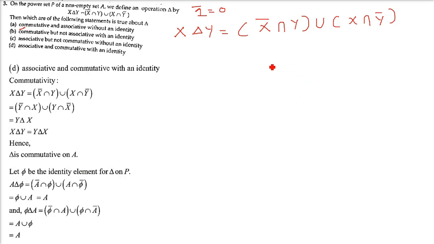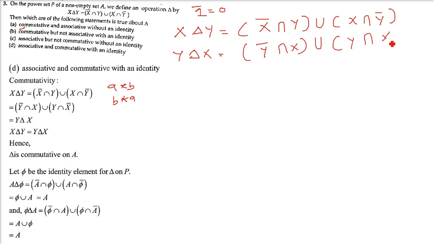Now we have to write X triangle Y, and if it is equal to Y triangle X, that is, if X and Y operated and Y and X operated are similar, then we can say it is commutative. That is, A star B, if it is equal to B star A, then it is commutative. So what is Y triangle X? Just replace X by Y: Y bar intersection X, union, now put X as Y and Y as X, so Y intersection X bar.